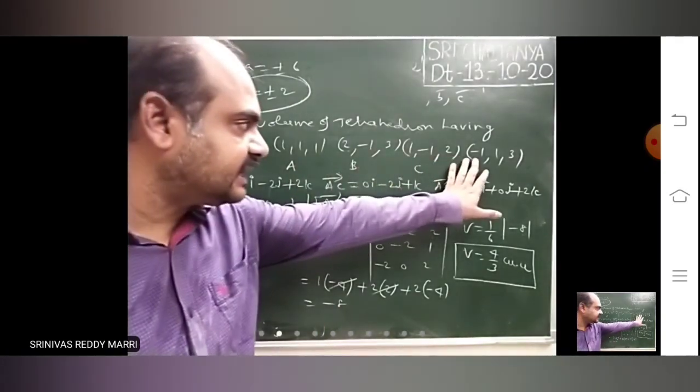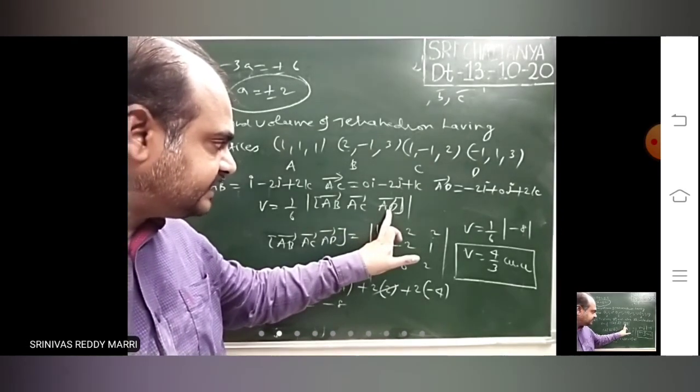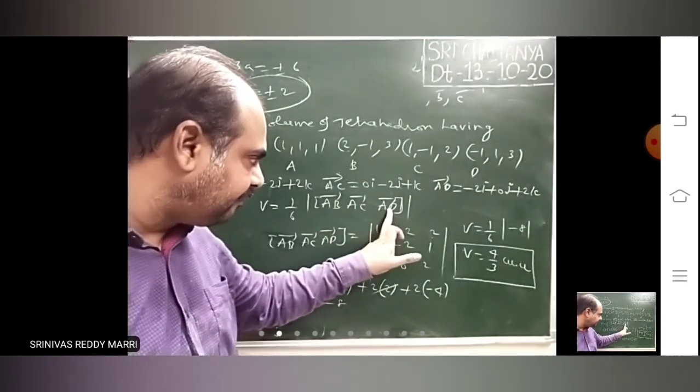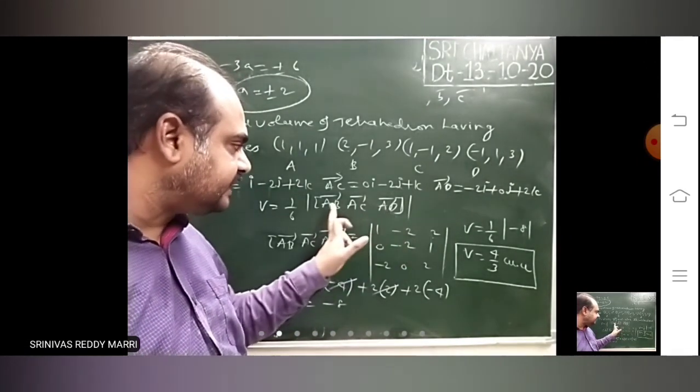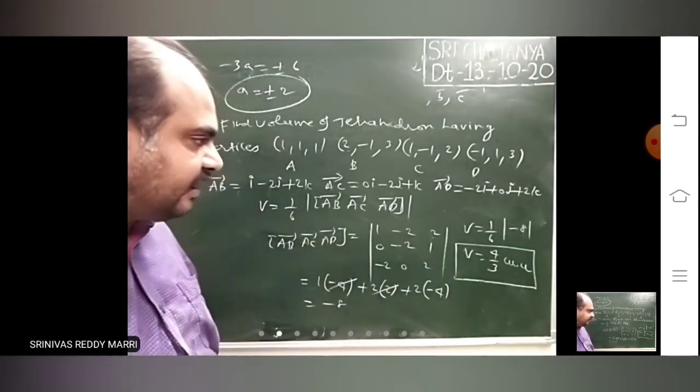If 4 vertices are given, what is the volume? 1 by 6 into box of AB bar, AC bar, AD bar. Now these three will become coterminous edges passing through corner A. This is A bar, this is B bar, this is C bar. Like that.